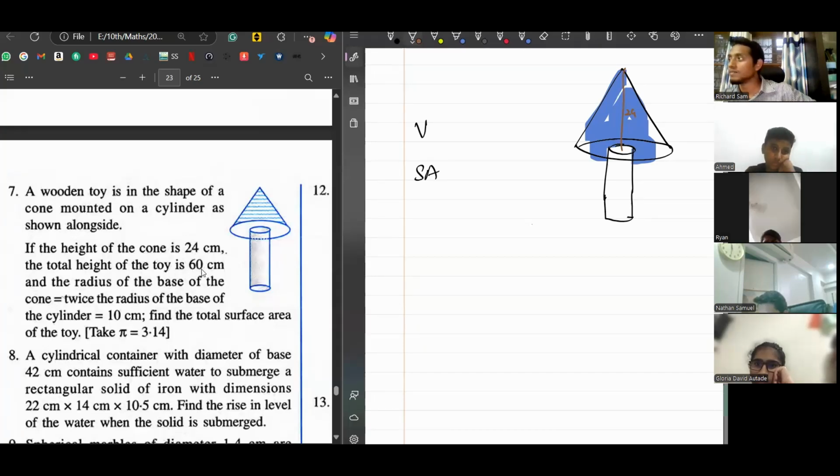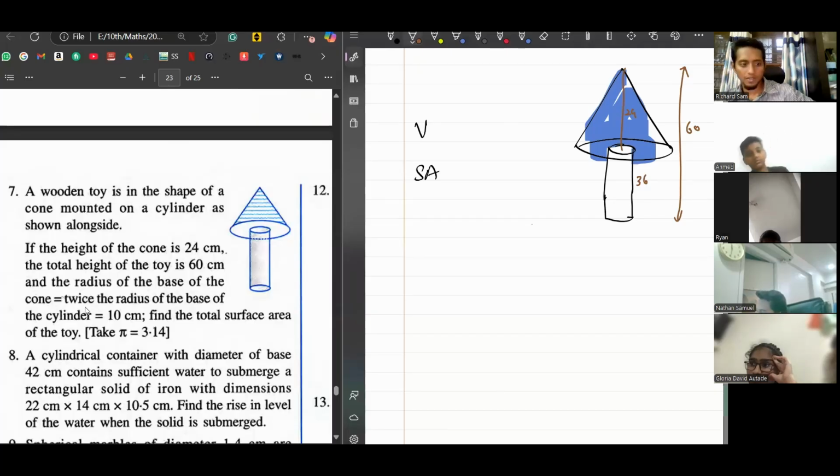Total height of the toy, from here to here. This whole thing is 60. Correct? So the cylinder's height will be how much? 60 minus 24, that is 36. Is that clear?